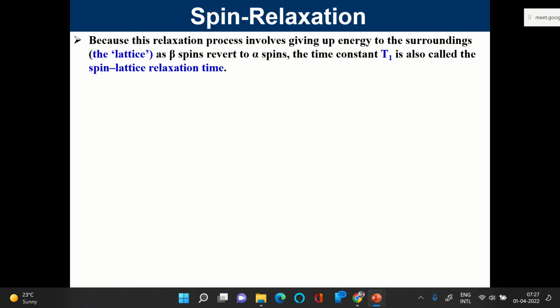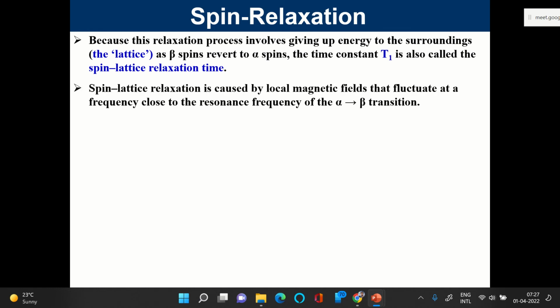Now what are the factors that can affect this T1, the relaxation time? This relaxation that we are discussing, coming back to the thermal equilibrium situation, is reverting back from the beta state, which is the excited spin state, to the alpha spin state. So there is more population in the alpha state after they relax back, which was of course lower in energy, so it should have greater population as compared to others. This is also called lattice relaxation time.